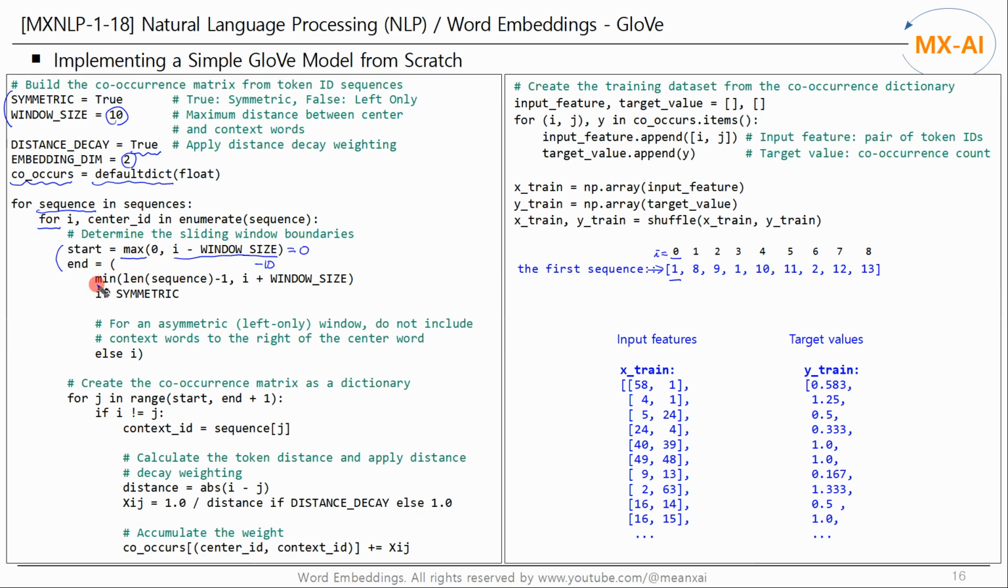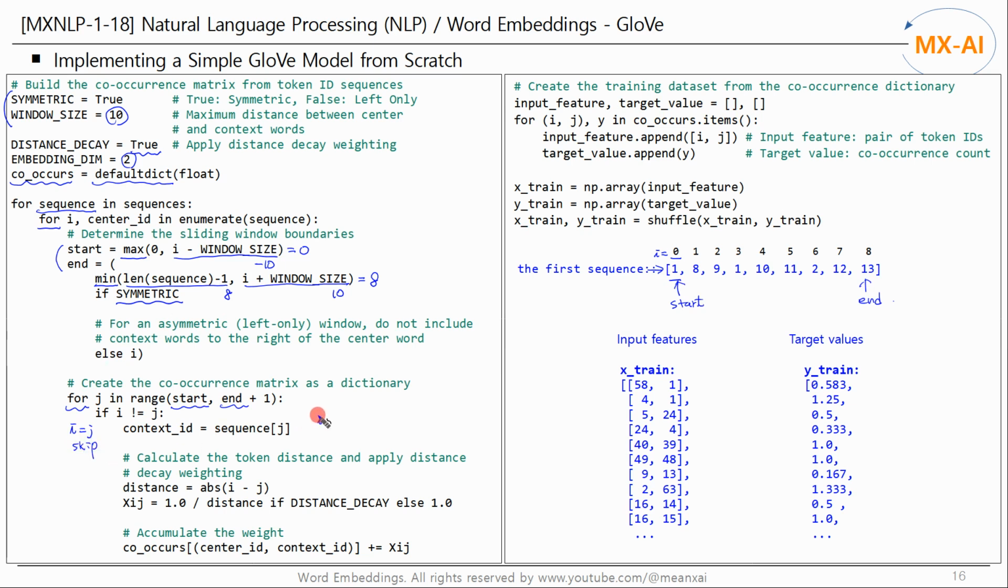Next, we compute the right boundary using the min function. The last valid index of this sentence is 8, while i plus the window size is 10. Therefore, n becomes 8. Since we're using a symmetric context window, we scan both the left and right sides of the center word. Next, we iterate over every context position between start and end. If the current position is the center word itself, we simply skip it.